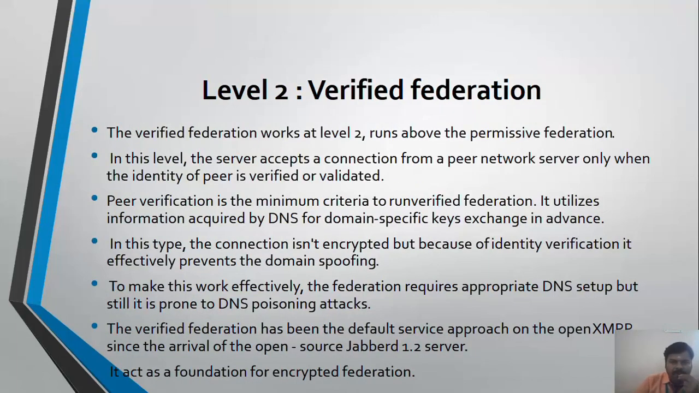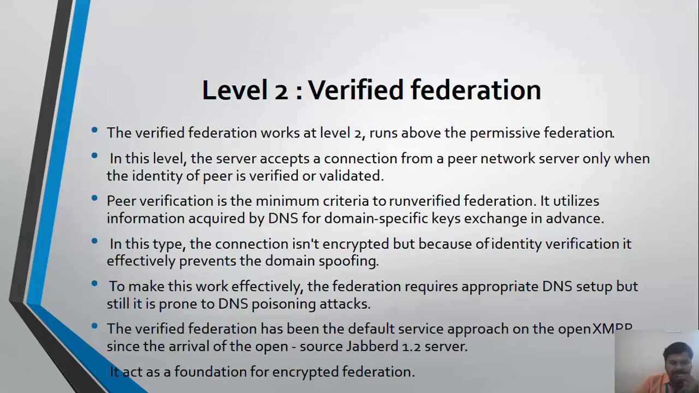Next, we go for verified federation. When we compare level 1 and level 2, in level 1 there is no security criteria. In level 2, we will be identifying the verification. The verified federation works at level 2, running above the permissive federation. In this level, the server accepts the connection from the peer network server only if the identity of the peer is verified and validated, whereas in level 1, we need not go for verification and validation. Peer verification is the minimum criteria to run verified federation.